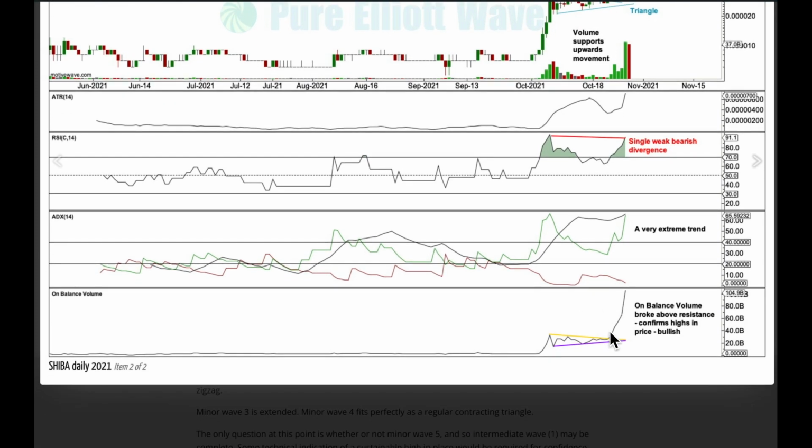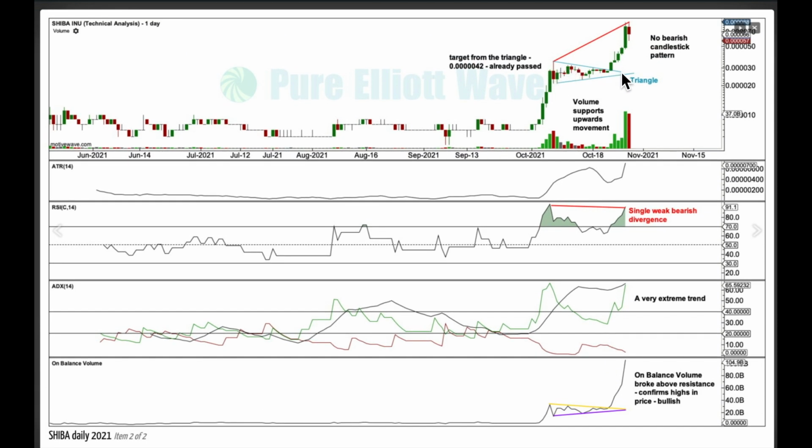We've been over ADX. On balance volume has a nice triangle pattern along with price having a nice triangle pattern. The breakout here occurred on the same day that price broke out of the price triangle pattern, so that bullish signal from on balance volume was solid confirmation of a breakout from this triangle pattern several days ago. The target from the triangle, calculated from the widest part, the base of the triangle, and added to the breakout point was this 0.000042, and that's already been well past, it's been exceeded.